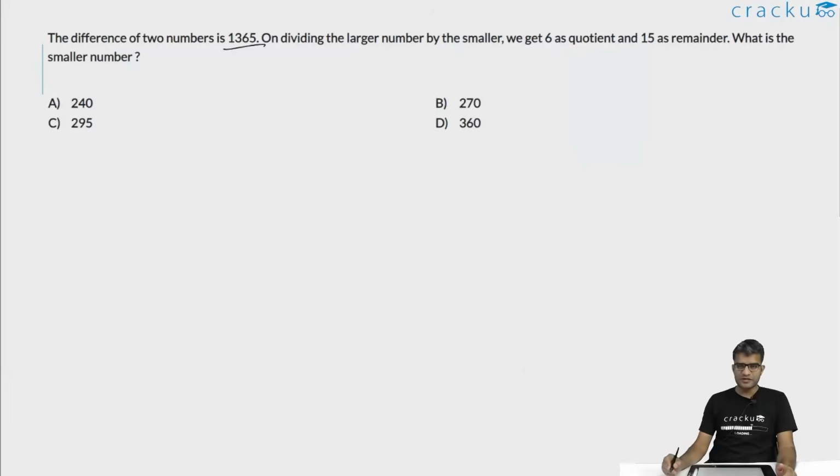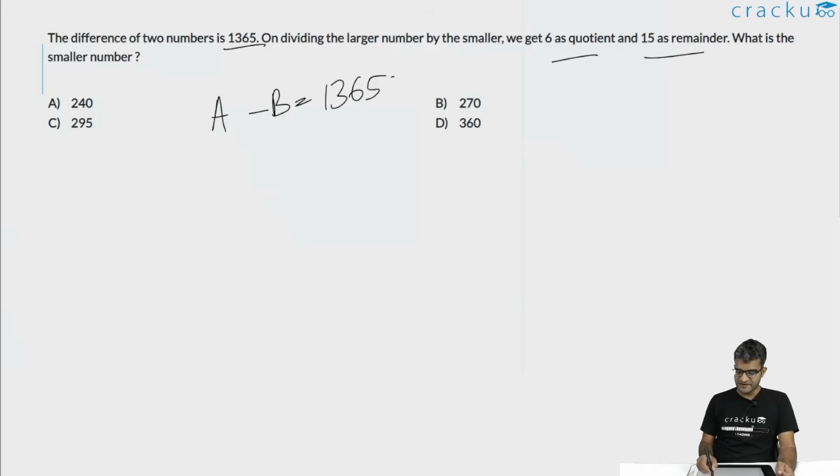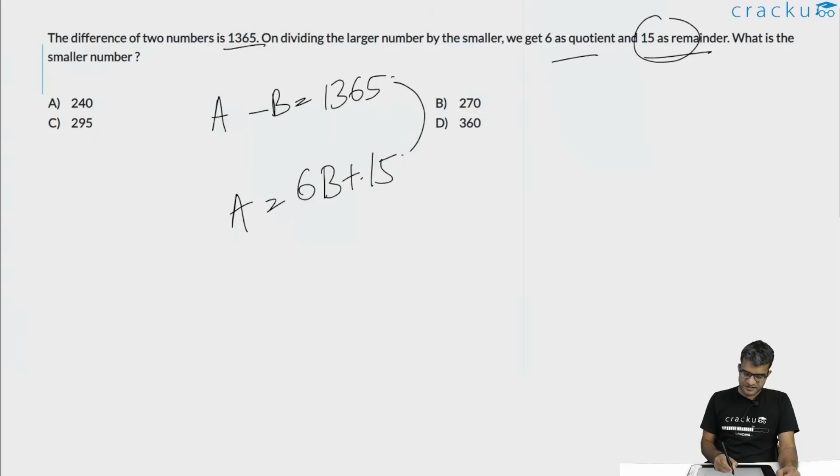In this question, we are told that there are two numbers and they differ by 1365. Let the two numbers be a and b. So a minus b is equal to 1365. Now when we are dividing the larger number, in this case a, by the smaller number, we get 6 as quotient and 15 as remainder. So a is equal to 6b plus the remainder, which is 15. Using these two equations, we can solve for a and b.